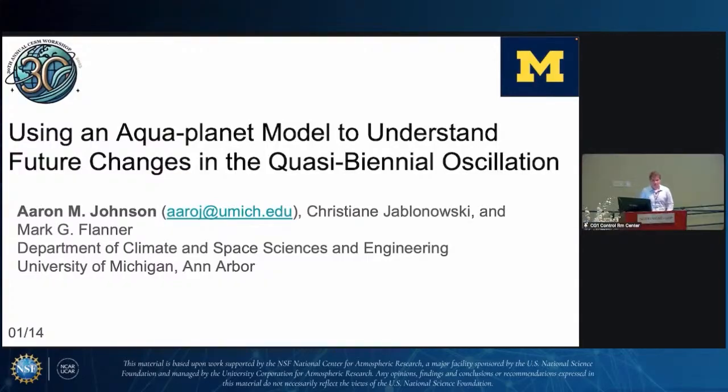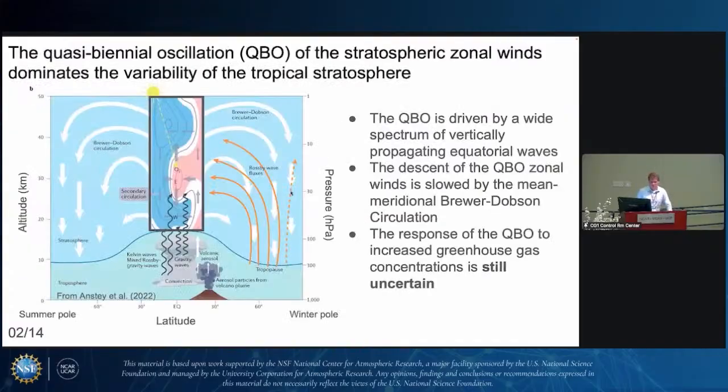All right. Well, thank you, everyone. So today I'll be talking about using an aquaplanet model to understand future changes in the QBO. Just to refresh your memory, the quasi-biennial oscillation, or the QBO, is an oscillation of the stratospheric zonal winds. As you can see, I've highlighted this area in the black box. That's the tropical stratosphere. Essentially you have descending regions of westerly and easterly zonal winds. If you focus on a single pressure level, you'll get an oscillation back and forth between westerlies and easterlies with an average period of 28 months.